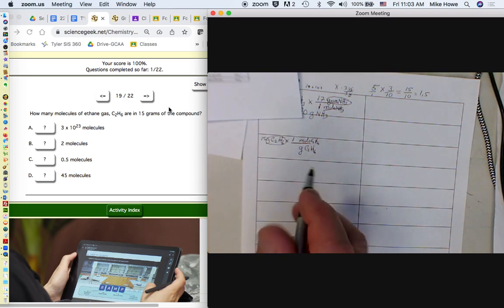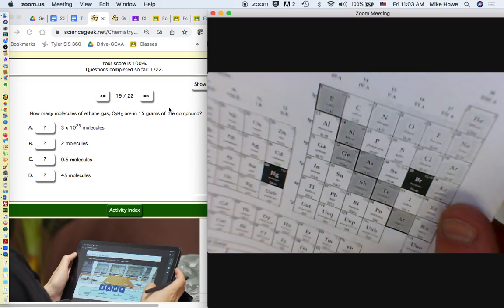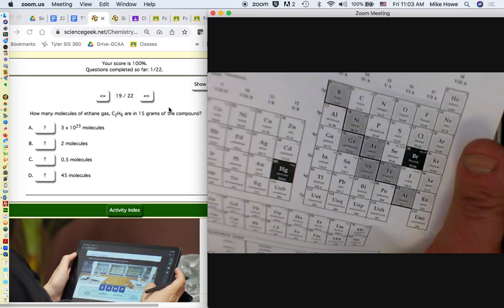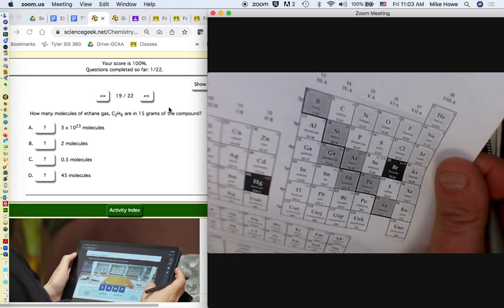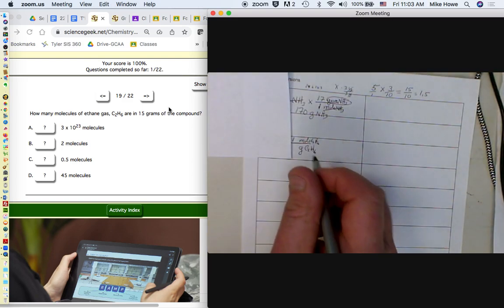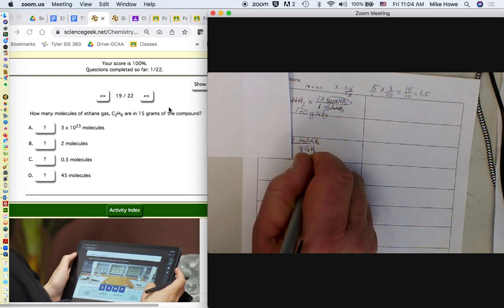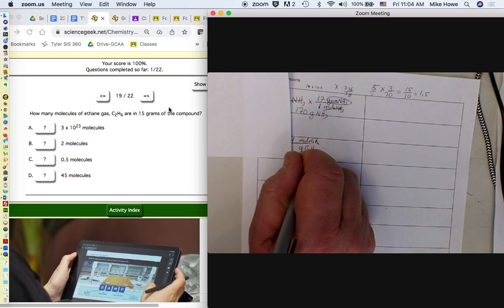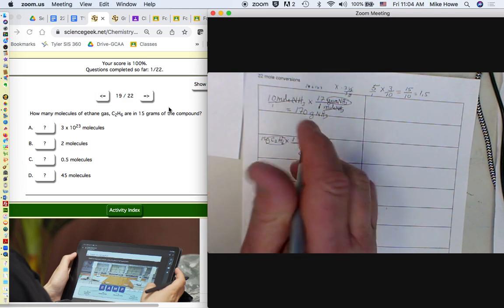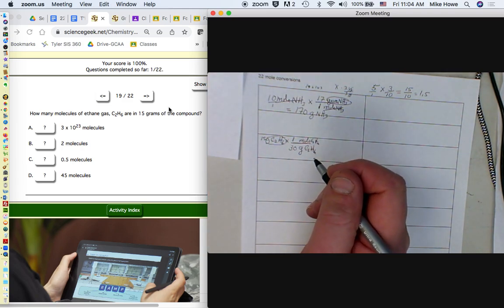has carbon, 2 of them, and hydrogen, 6 of them. So I'm going to look at carbon over here. You might be able to see that it is 12. It's kind of out of focus, but it's 12. And hydrogen is 1. We already talked about that. So I'm going to have 12 times 2 plus 1 times 6. 12 times 2 is 24. 1 times 6 is 6, so it's 24 plus 6, which is 30. So that's our first step.